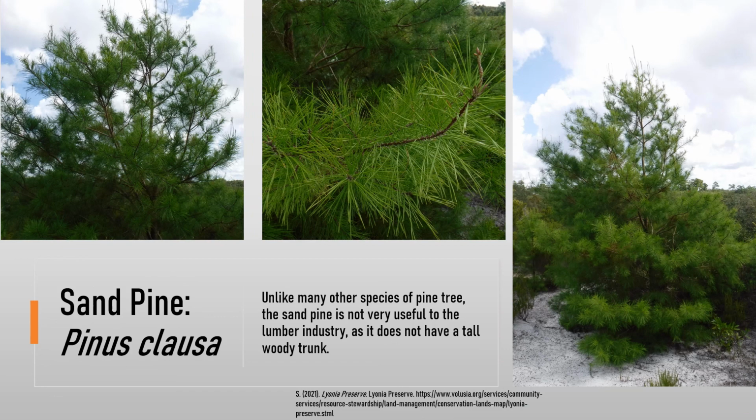The next plant that we have is the sand pine, or Pinus clausa. This is also very characteristic of the scrub ecosystem. It's a much lower growing or smaller growing pine, and unlike many other species of pine tree, the sand pine is actually not very useful to the lumber industry, and it is not really harvested for lumber because it doesn't have that tall woody trunk that other pine trees have.